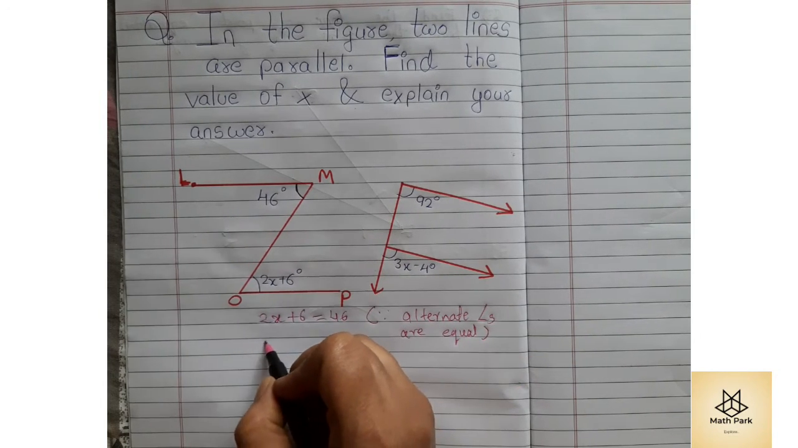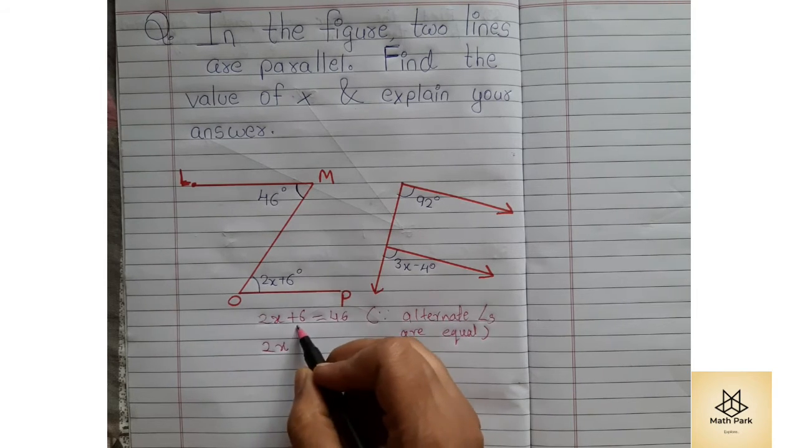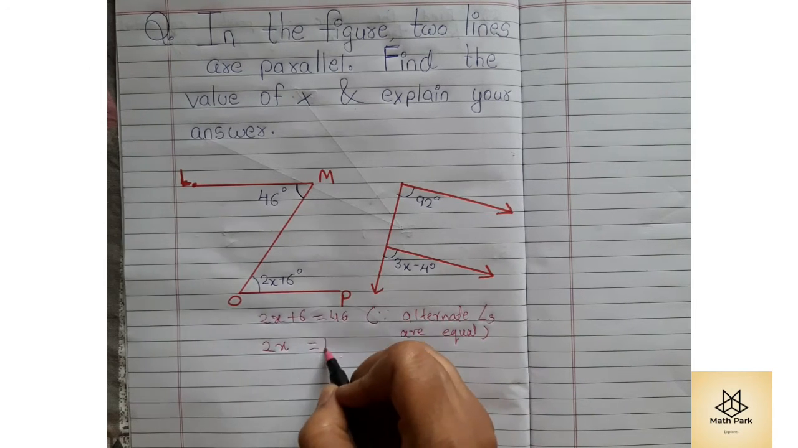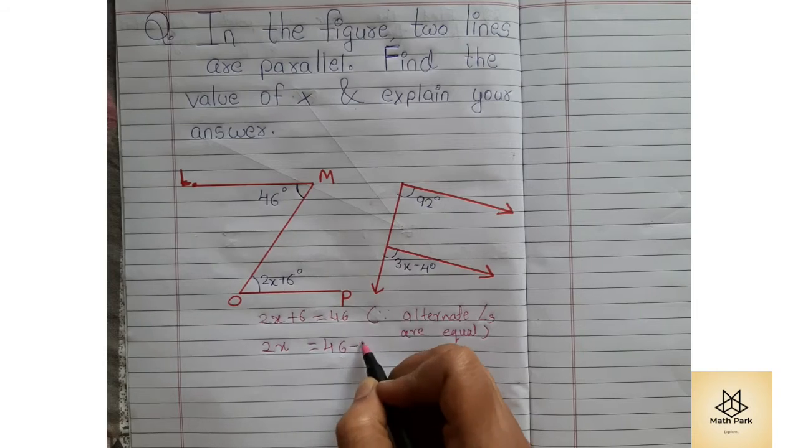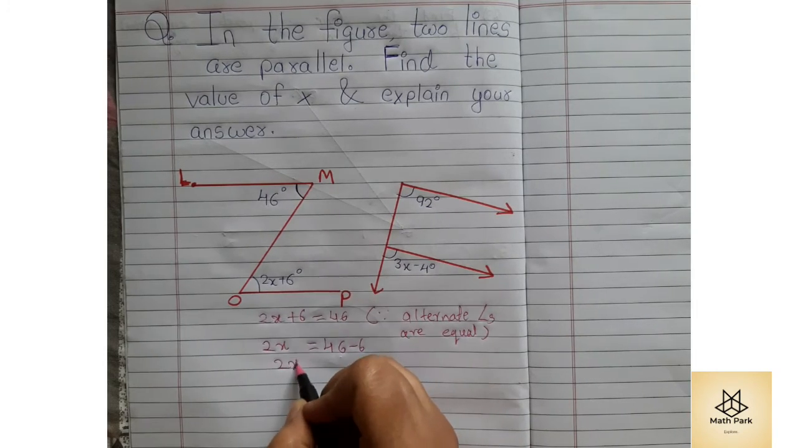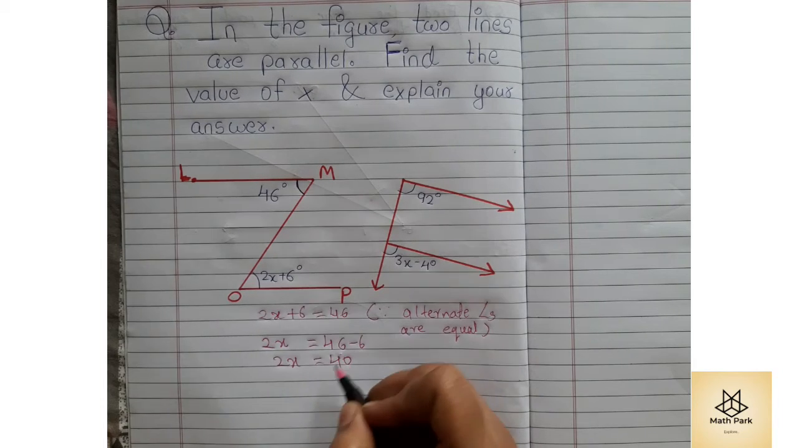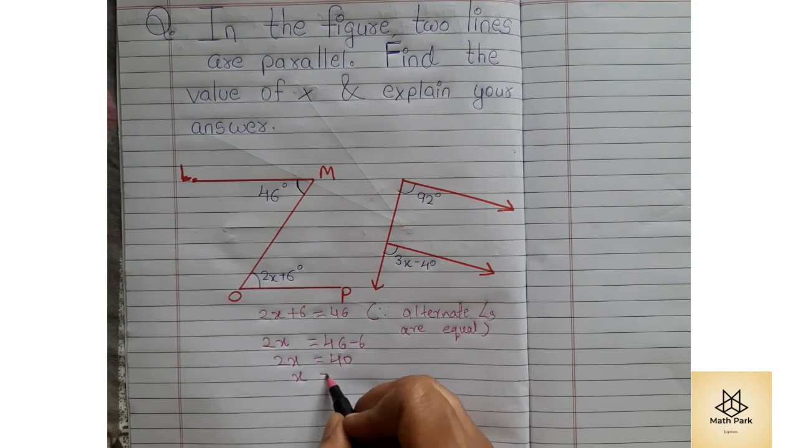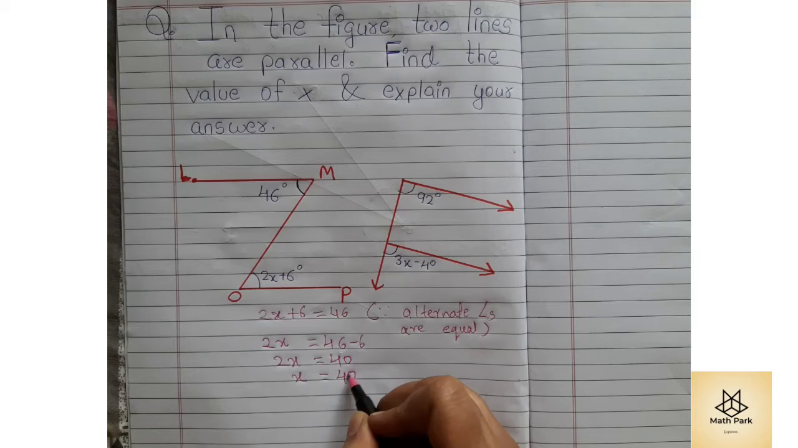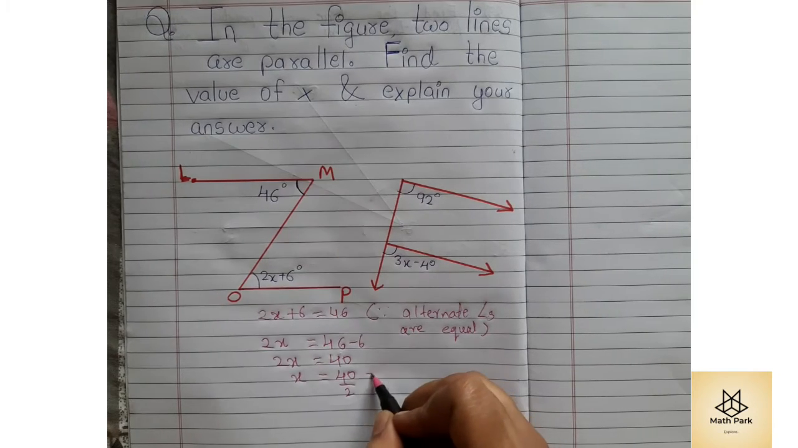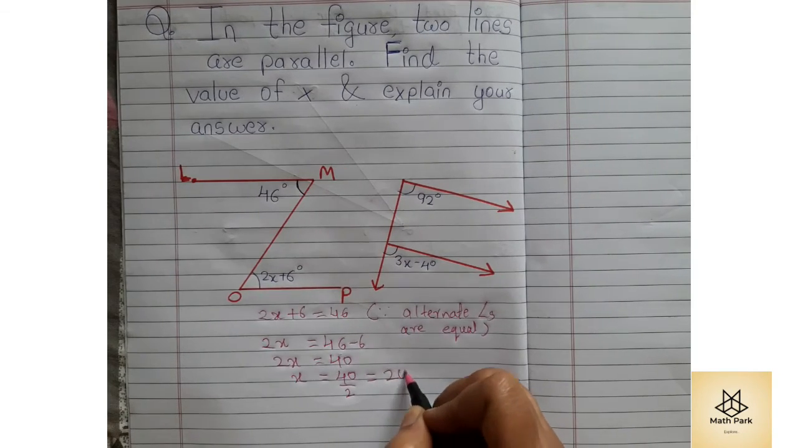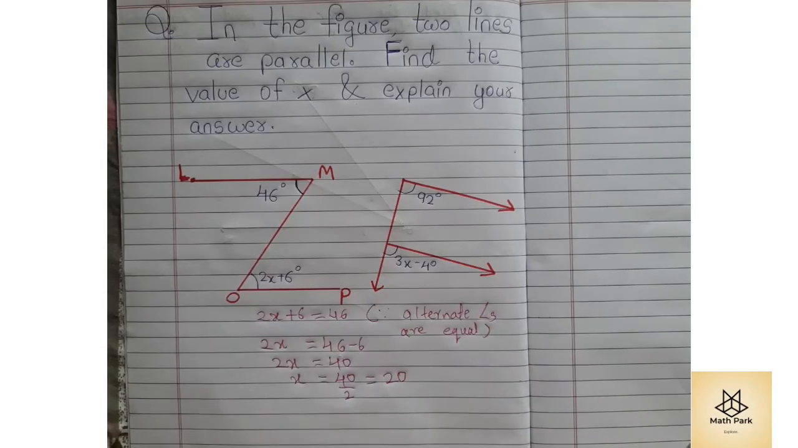Now you solve this by the transposition method. Plus 6, when it goes here, becomes minus 6. So we get 46 minus 6, so 2x is equal to 40, and multiplication becomes division. So 2 moves here, it becomes 40 upon 2, and 40 upon 2 is 20. So this is how we got the value of x as 20.